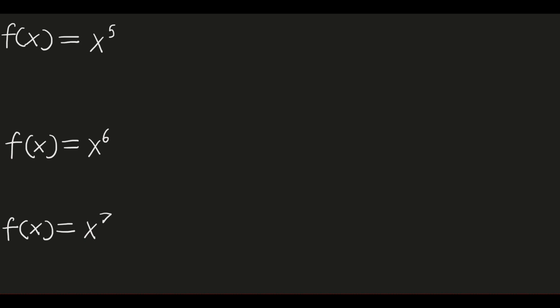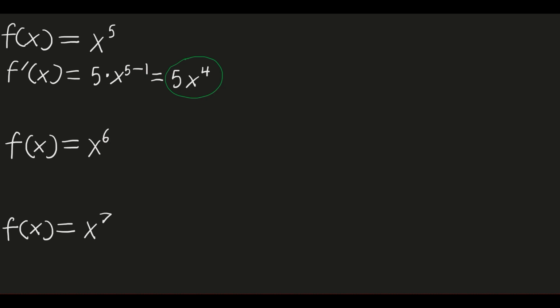So we have three more functions here: x to the 5th, x to the 6th, and x to the 7th. Feel free to pause the video and attempt these yourself. So first, let's start off with f of x equals x to the 5th power. So f prime of x equals 5 times x to the 5 minus 1. This gets us 5x to the 4th power. This is the derivative of x to the 5th.